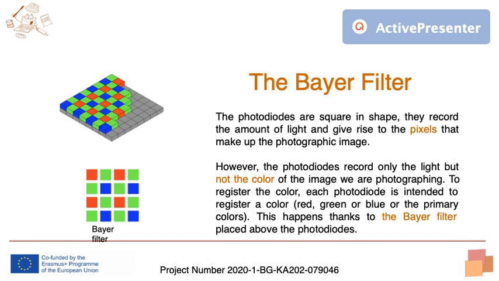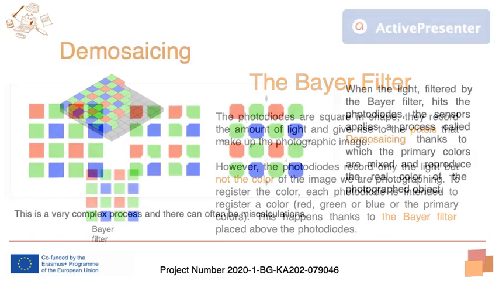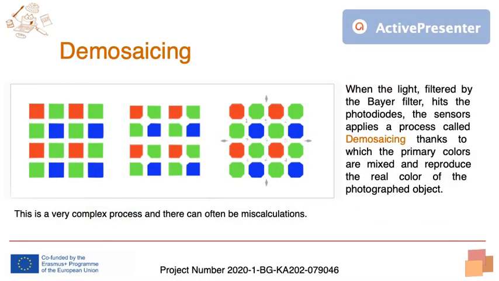To register the color, each photodiode is intended to register a color, red, green or blue, the primary colors. This happens thanks to the Bayer filter placed above the photodiodes. When the light, filtered by the Bayer filter, hits the photodiodes, the sensor applies a process called demosaicing, thanks to which the primary colors are mixed and reproduce the real color of the photographed object. This is a very complex process, and there can often be miscalculations.